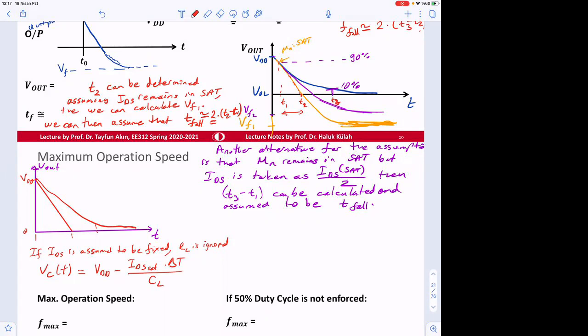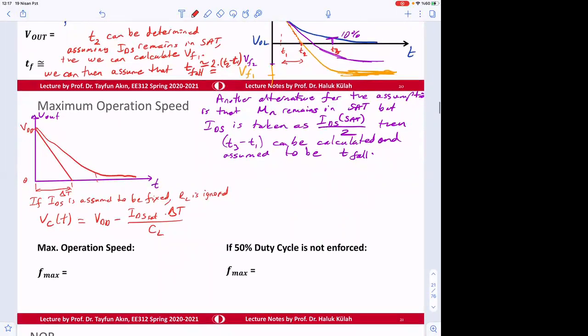So delta T is going to be this delta T. So there are different approaches here to estimate this. This is going to be estimation anyway. So if we ask this in the exam, either we tell you your estimation method, or we will be telling you how to estimate this. So from here we find T fall, T rise, and V fall.